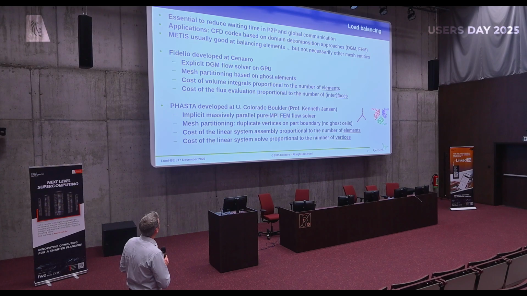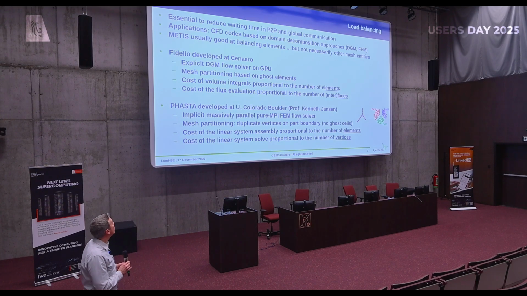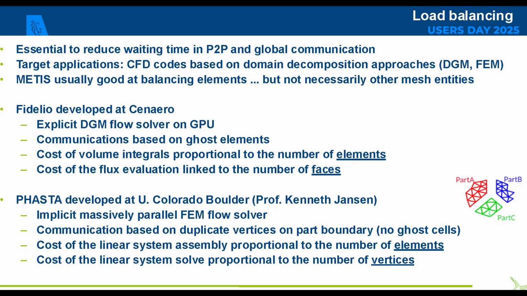So load balancing. Well, this is essential, as I mentioned, if you want to reduce the waiting time in peer-to-peer communication and global communication. If one of your ranks has more work to do than the others, at some point the others will have to wait for this rank to be available again and finalize the communication. So this is essential. I've seen codes that scale very well and sometimes stop scaling, and the reason is that one single mesh part or single rank is enough to completely ruin your scalability. So for domain decomposition approaches, we usually work with Metis.